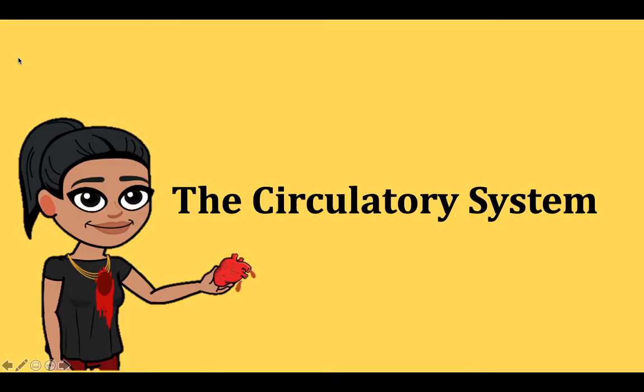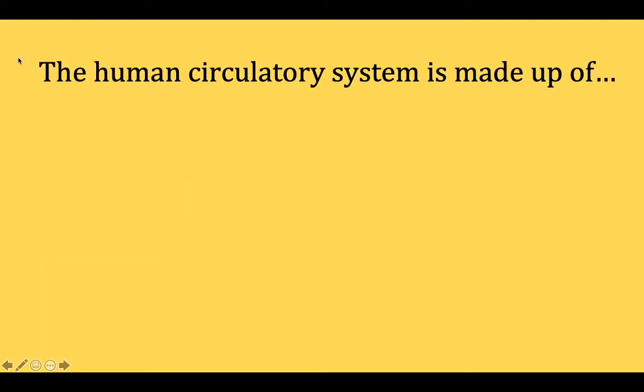Okay, welcome to our lesson on the circulatory system. This system talks about the method our body uses to transport different things from one side of our body to the other side of our body. The main components would be things like the heart, the blood vessels, and the blood. All of those make up the circulatory system.